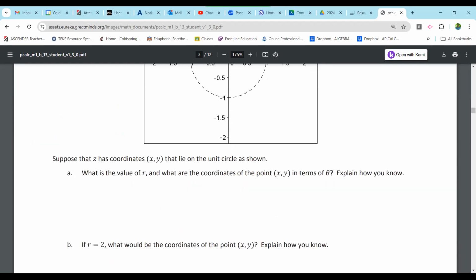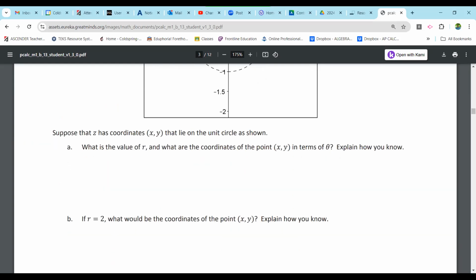Part B says if R is 2, so now we're talking about dilation, what would be the coordinates of XY? Well, if I'm here and I dilate something, what am I typically doing to that value? Increasing by doing what? What operation? Not adding. If you take a pi and you want to double it, I multiply. So if your radius has now changed or your modulus has now changed, and I want the new coordinates, it's just going to be 2 cosine theta, comma, 2 sine theta.